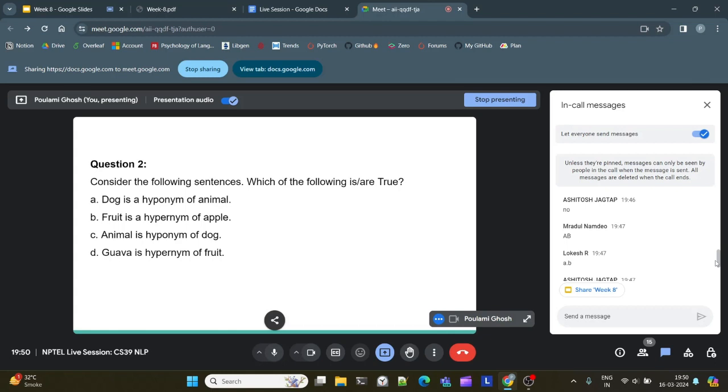Yes, in the first statement, the dog is a subclass, so that means it belongs to hypernymy. And in the second statement, the fruit is a superclass, so that goes into hypernymy. Yeah, correct. C and D are not correct. That was a correct explanation by Mradul.